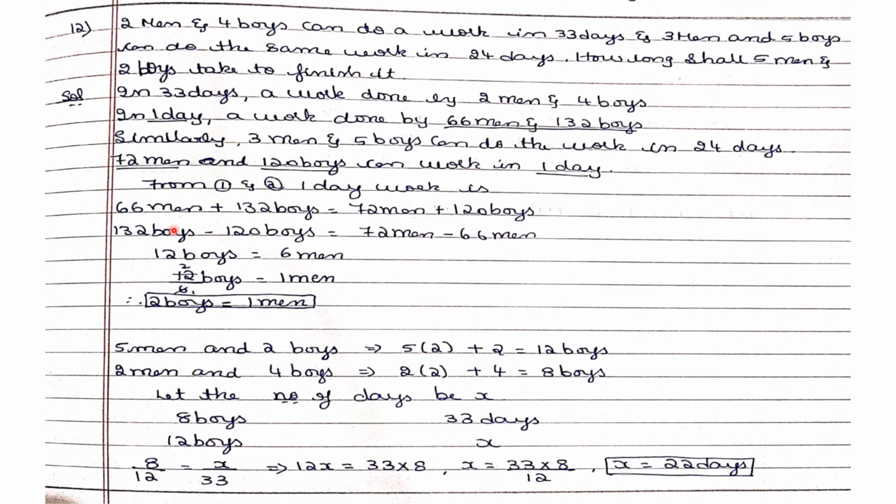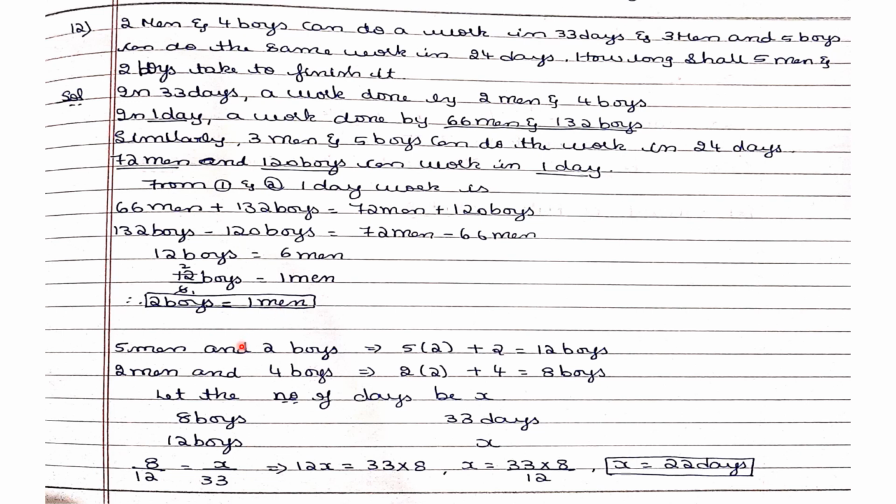Next, 132 minus 120, whichever is in the RHS, bring to the LHS. 72 minus 66. Totally you have 12 boys is equal to 6 men. So 12 divided by 6, you will get 2 boys is equal to 1 man. So 1 man is taken as 2 boys after your calculation.